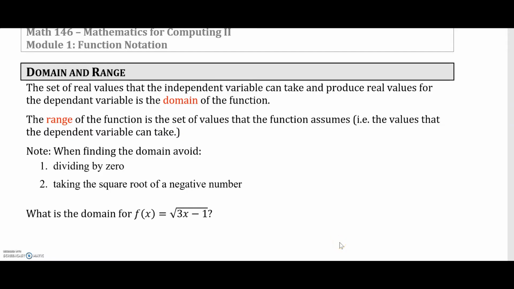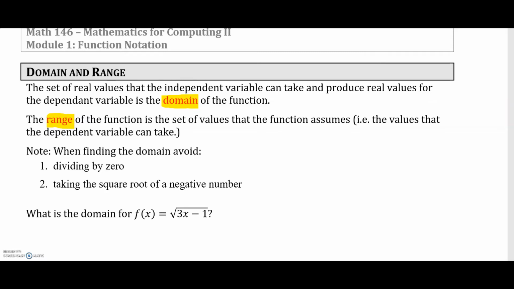Continuing with Module 1 and function notation, we are going to discuss the domain and range of a function. The domain is a set of all values that the independent variable can take on. So it's the collection of all the possible input values that will produce real values for f of x, our function. The range of the function is a set of all values that the function assumes. So it's the set of all values that come out of our function.